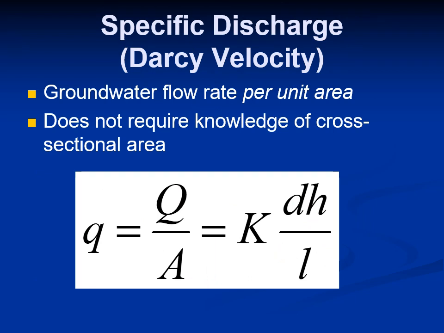Because the cross-sectional area is often difficult to pinpoint in real-world situations, groundwater flow rate is often presented as the specific discharge, or groundwater flow normalized by the cross-sectional area. Specific discharge is often referred to as the Darcy velocity, since it has units of velocity, length per time, but does not represent the true velocity of water movement through the pore spaces of an aquifer.